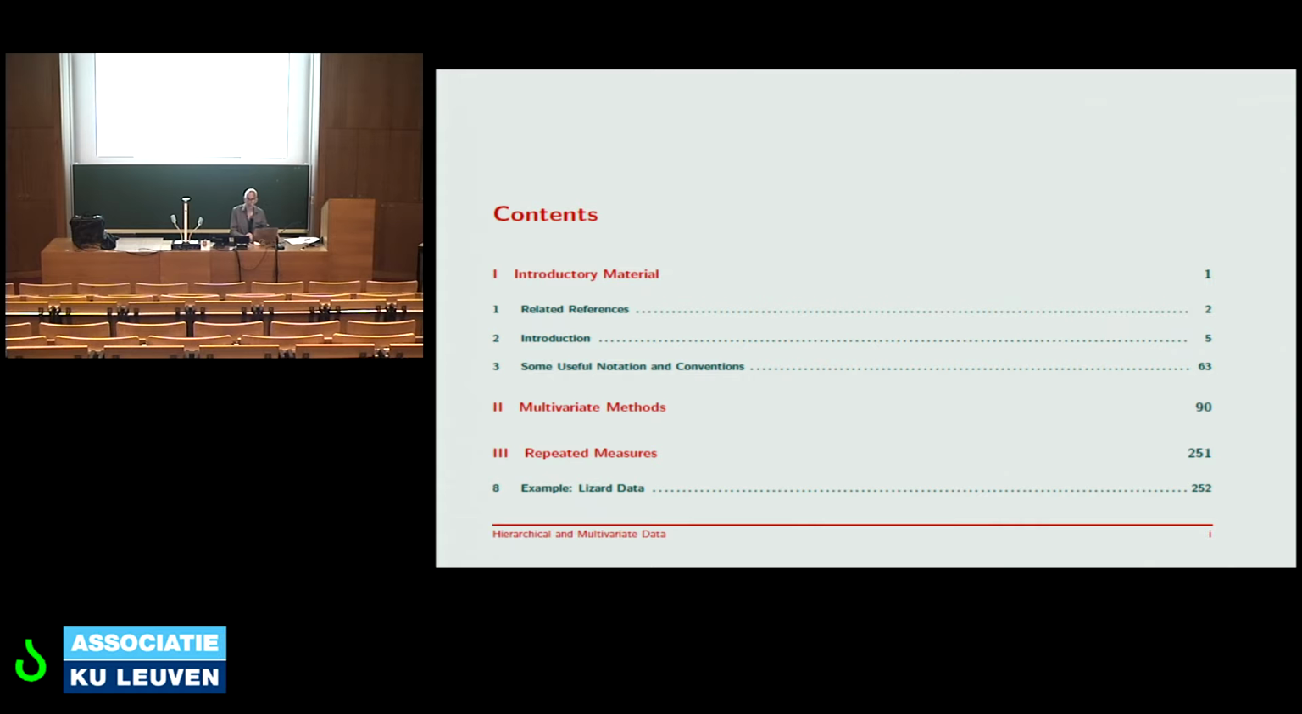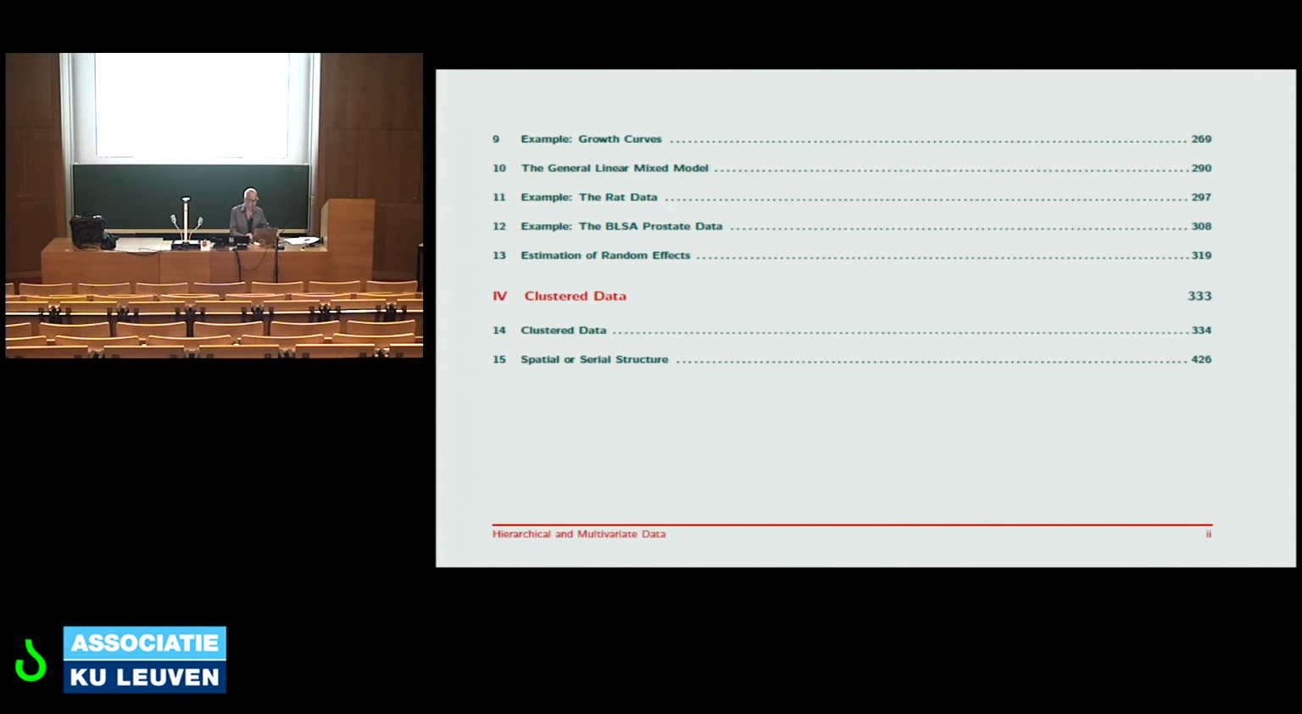But for Gaussian, that means normally distributed data. And then in part 4, I will cover various settings, termed cluster data, but also a bit more general, where the outcome is of a non-Gaussian type.